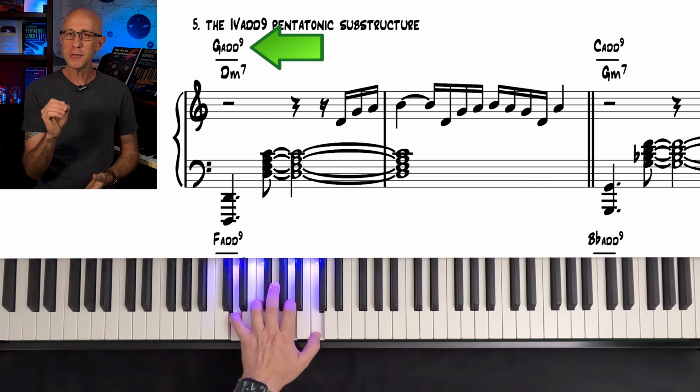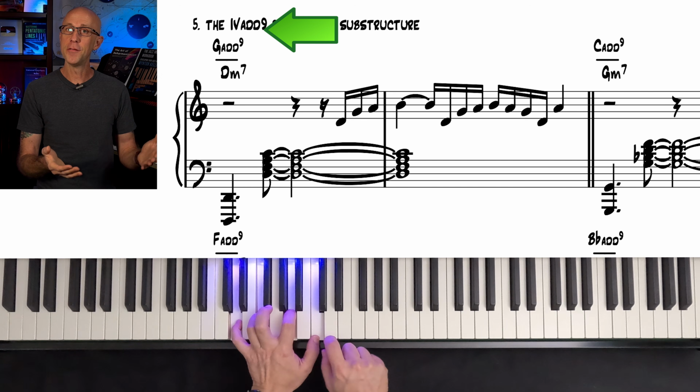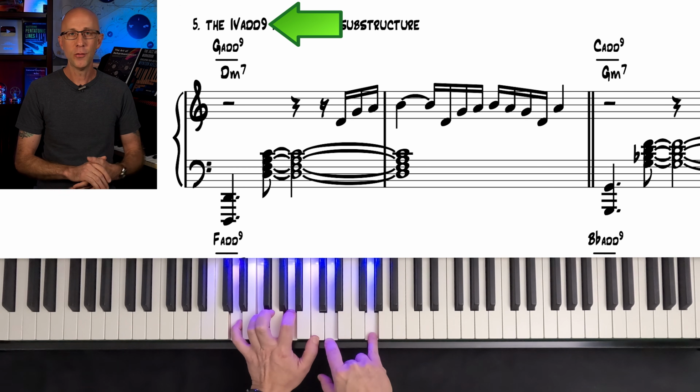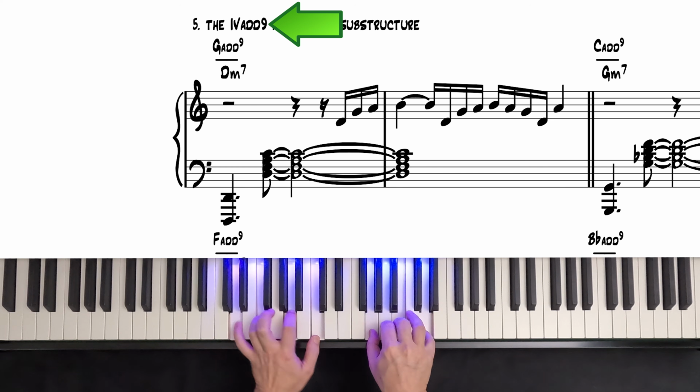Well, you can actually think of this G add 9 directly as an upper structure of the D minor 7 instead, and avoid all the theory behind it. So G add 9 is the 4 add 9 of D minor 7.